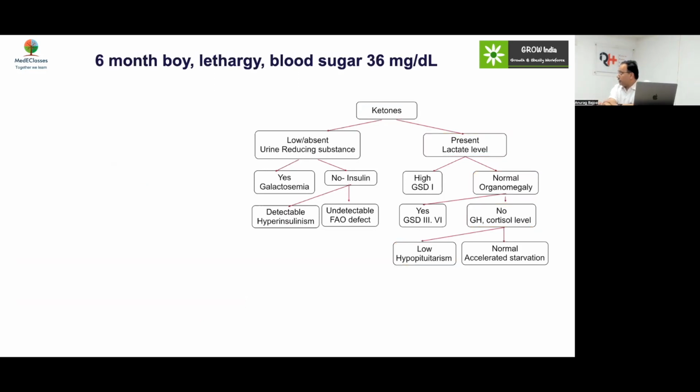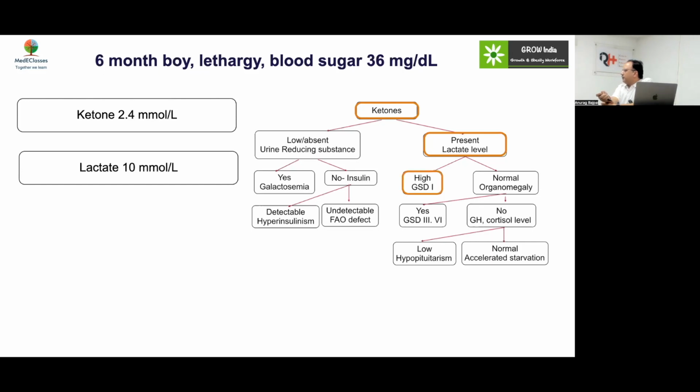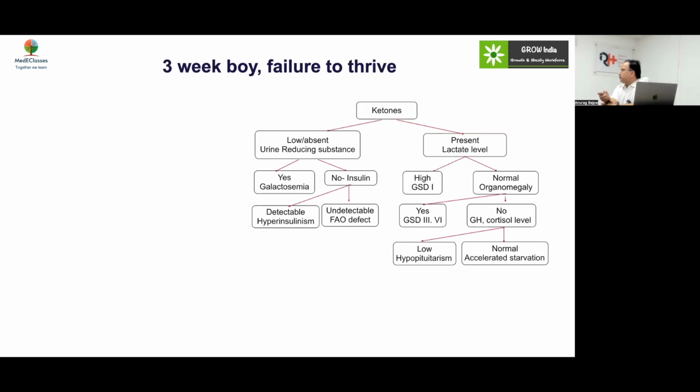6-month-old boy with lethargy with hypoglycemia, ketone is 2.4. What will you look at on examination first? Hepatomegaly, renomegaly, all those things. There is hepatorenomegaly, both are present. What do you expect in this scenario? You have to look at lactate levels. Lactate levels are very, very high. So this is most likely GSD1.